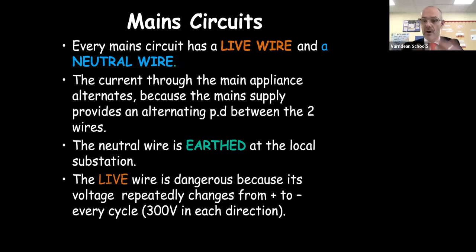And that is the wire that you could get an electric shock from. And the reason is there is no earth, there is nowhere else for that current to go. And if you get hold of just that wire, it will run out down through your body, giving you an electric shock, which is obviously unpleasant.